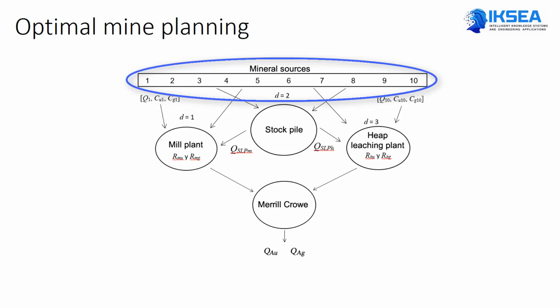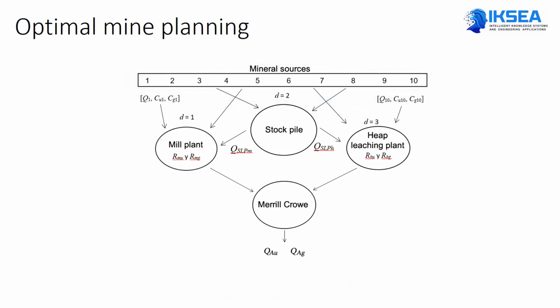There are 10 different sources of ore. Each of these is defined by a flow rate in tons per month, a gold grade ore concentration, and a silver grade. These values can change over the life of the mine, which we will say is n months. Furthermore, these flows can go to a mill processing plant, a heap leaching plant, or an intermediate stockpile.